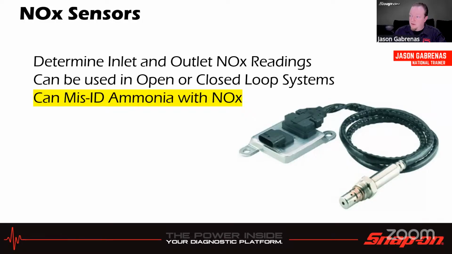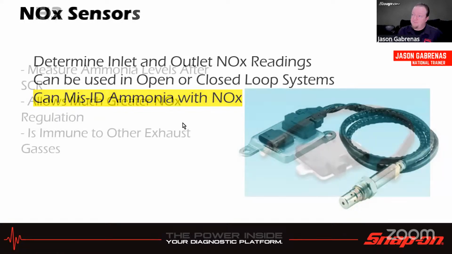So as I said earlier, the NOx sensors are going to determine inlet and outlet NOx readings. It's going to be used in open or closed loop systems. One fault of these is it can misidentify ammonia with NOx. So just be aware of that as we're talking through this next section here. It can just think, oh, there's a lot of NOx when it's just a lot of ammonia mixed in.